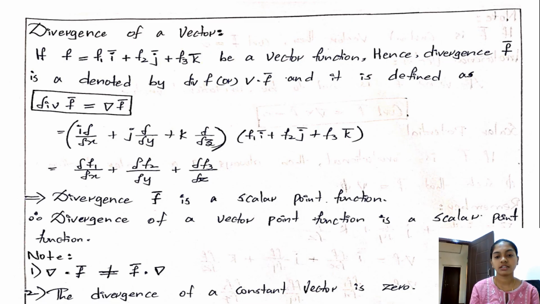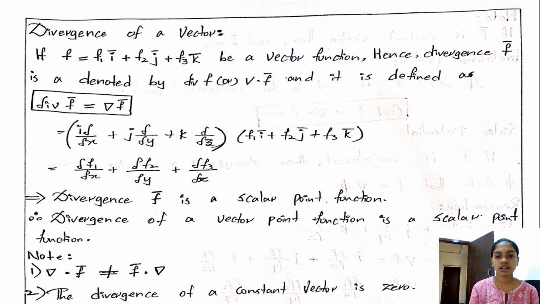Before starting the explanation of solenoidal vector, let's know some information about divergence of a vector. If f = f1 i + f2 j + f3 k is a vector function, then divergence of f is denoted by div f or del · f, and it is defined as div f = del · f = (i ∂/∂x + j ∂/∂y + k ∂/∂z) · (f1 i + f2 j + f3 k) = ∂f1/∂x + ∂f2/∂y + ∂f3/∂z.